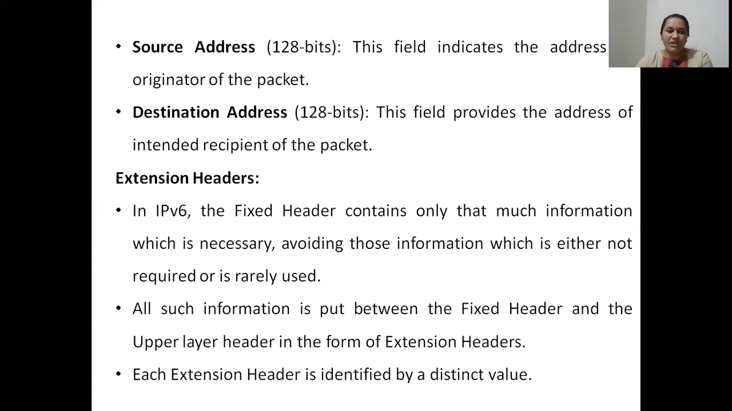Apart from these fields, the main important field which is present in IPv6 is the extension headers field. In IPv6, the fixed header contains only the bare minimum information which is necessary for packet transmission, and unnecessary information is not included in the fixed header. Apart from basic information, all additional information required will be placed in the extension headers. Each extension header is identified by a unique value.